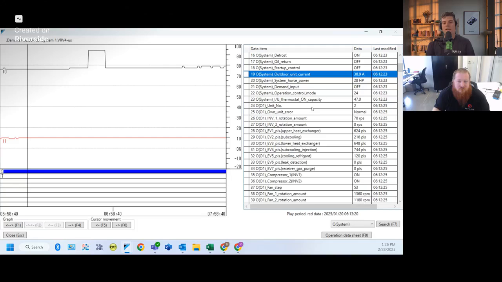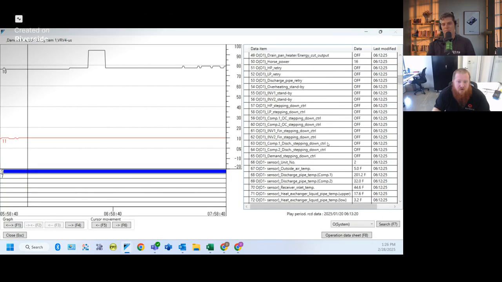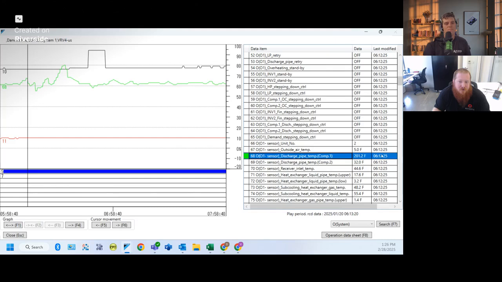And so, what is next? I usually key in on the discharge temperature of the compressor. And I like to look at both if it has it.